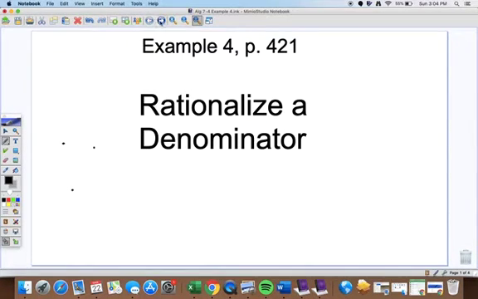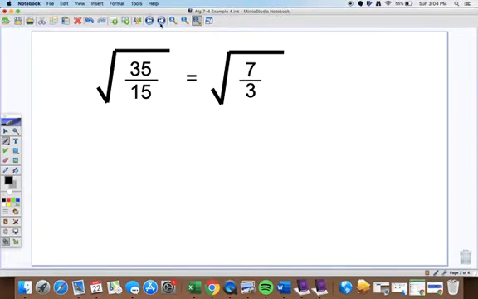What they mean when they talk about rationalizing, let's just dive into an example and then you'll see what they mean. So, if I have this square root of 35 over 15, the first thing you do is simplify it while it's under the radical sign, and that gives you 7/3, right? You divide them both by 5, and you get 7 over 3.